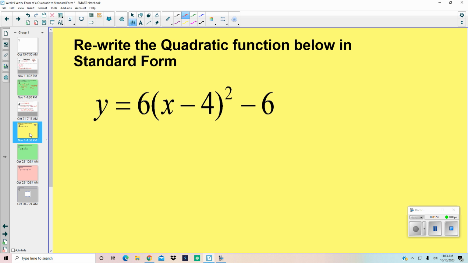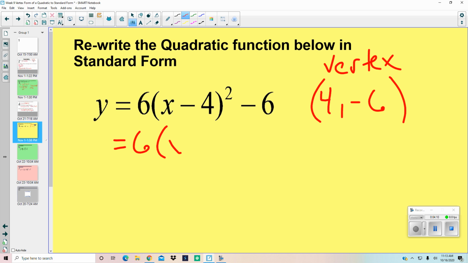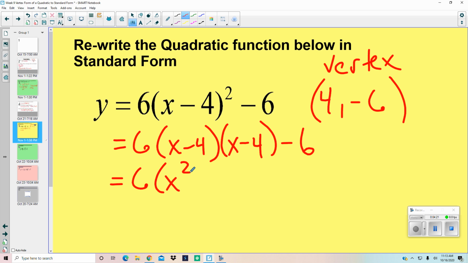So first of all, let's talk about what the vertex would be in this equation. Take the opposite of what's added to x, that's positive 4, and then whatever the number that's added on gives you the vertex. To put this in standard form, you need to FOIL the x minus 4, distribute the 6, and combine like terms. I'm going to have minus 8x because minus 4x and minus 4x is minus 8x.